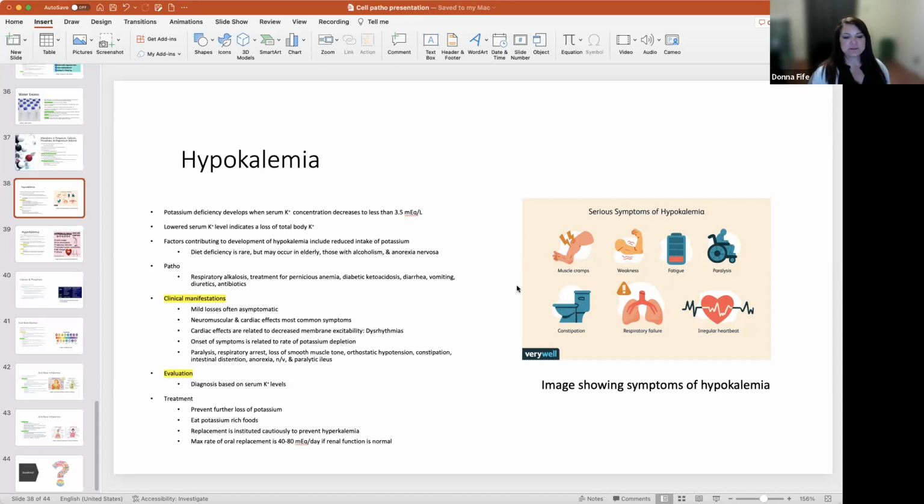The patient may have paralysis, respiratory arrest, loss of smooth muscle tone, orthostatic hypotension, constipation, intestinal distension, anorexia, nausea and vomiting, or paralytic ileus. And here's some symptoms of serious hypokalemia. Evaluation, we're going to diagnose this based off of the potassium level when we draw blood. Treatment, prevent further loss of potassium. Patients should eat some potassium-rich foods. Replacement is instituted very cautiously because you want to prevent overcorrecting and going into hyperkalemia. The rate of max oral replacement is 40 to 80 milliequivalents a day if the patient does have normal renal function.